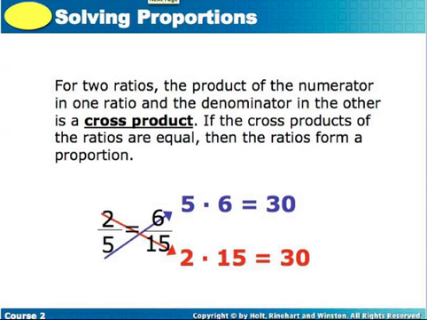So cross product, again, review. For two ratios, the product of the numerator in one ratio and the denominator in the other is a cross product. If the cross products of the two ratios are equal, then the ratios form a proportion. So again, this is useful in the case of if you get two ratios that you're not sure if they're equal to one another, you could use cross products to figure out if they are.